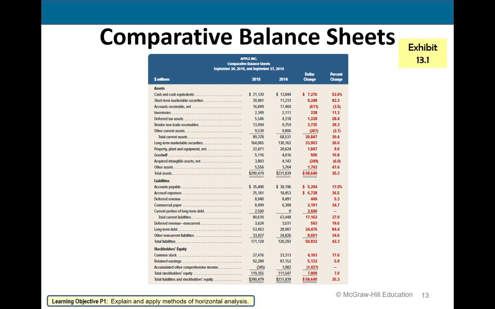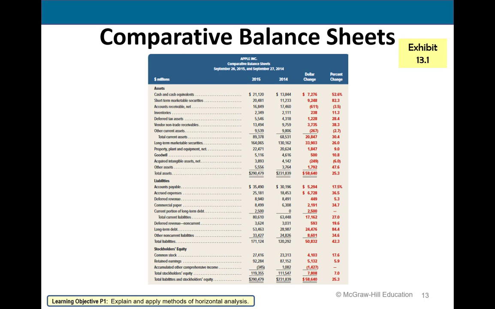Other notable increases occur with other current assets, partially related to derivatives, vendor non-trade receivables, and long-term marketable securities. Interestingly, accounts receivable decreased by 3.5% while sales increased by 27.9%. This suggests that Apple is improving its collection of receivables, which is a positive trend.